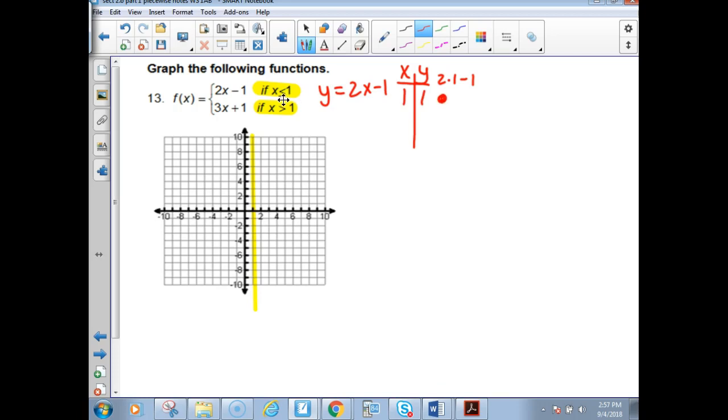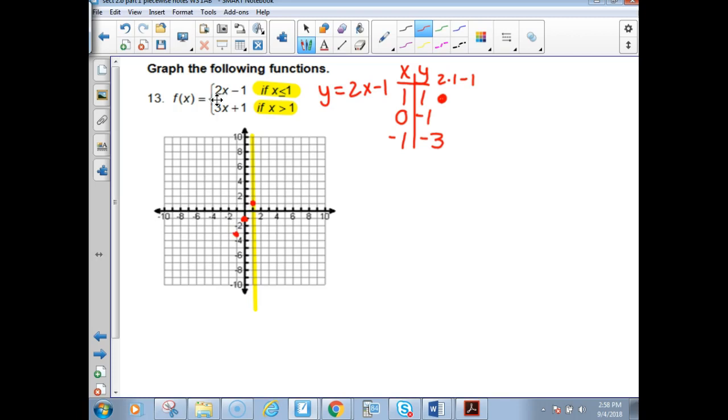I'm going to put another number in that's less than 1, 0. If I put in 0 in the equation, I get negative 1. I'm going to put in something smaller than 0, negative 1. If I put in negative 1, I'll get negative 3. Okay, now these are points that are on that line. This is a line. So 1, 1, I'm going to plot, solid dot, 0, negative 1, and negative 1, negative 3.